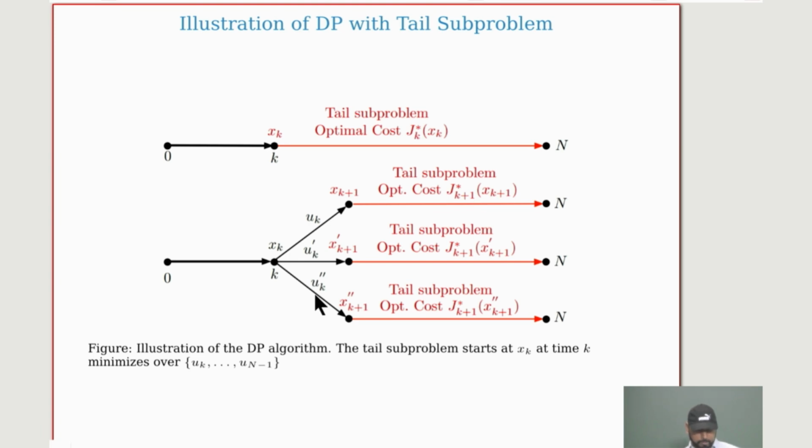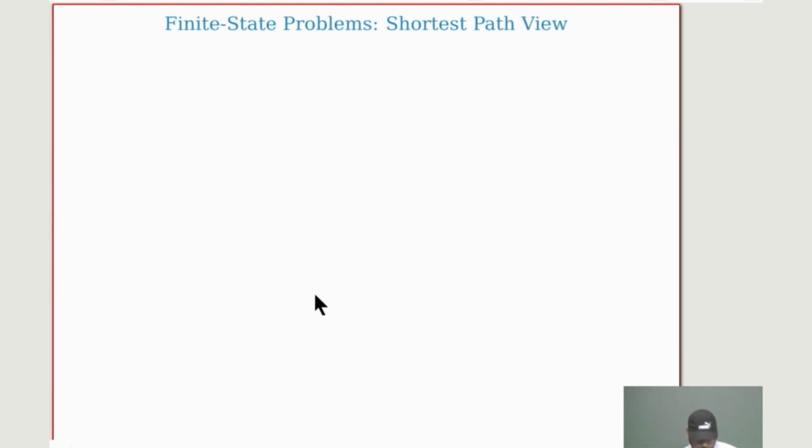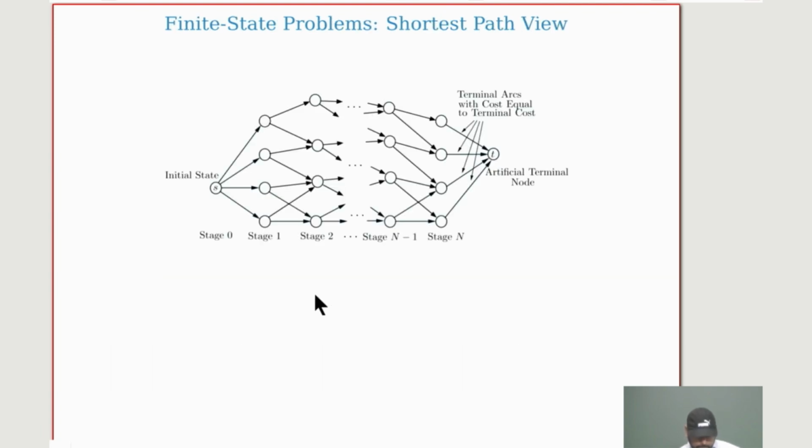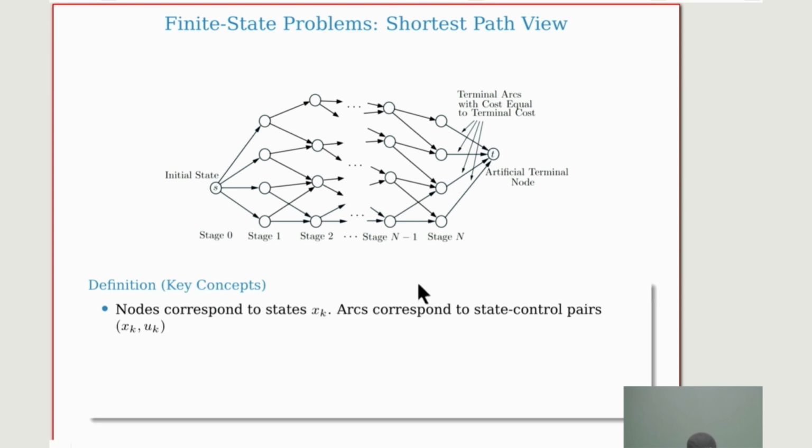And these are diagrams which just repeat what we said just now, that there are these tail subproblems, and we are trying to solve this for each of these tail subproblems. So indeed, graphically it is like a shortest path problem. So again, we are repeating the graph view.